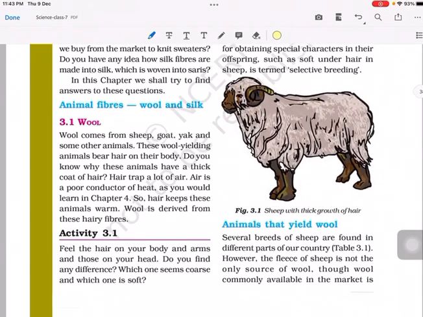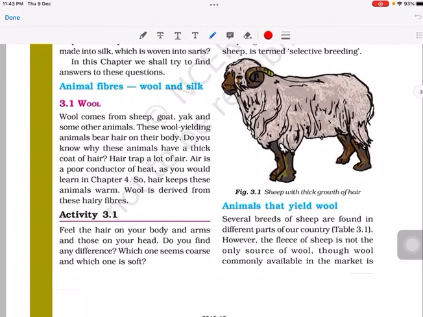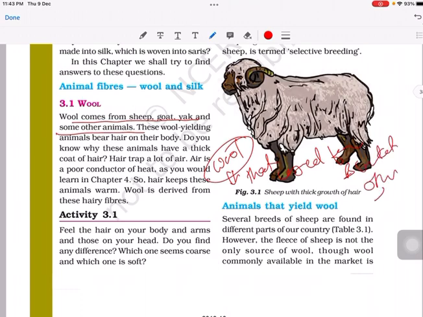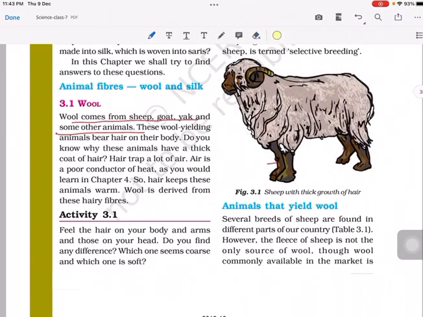We are obtaining wool and silk from animal fibers, and let's see how. Wool comes from the sheep, yak, goat and some other animals. That wool is used for knitting sweaters, blankets, carpets and other things. These wool yielding animals bear hair on their body, and we obtain that wool from the hair, which forms the layer of their body.